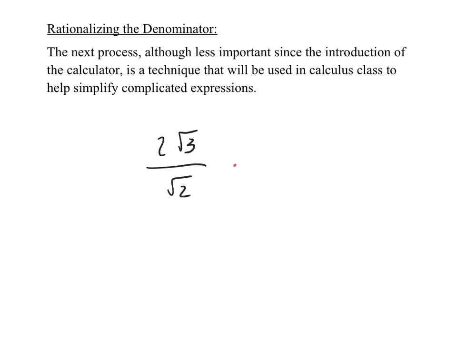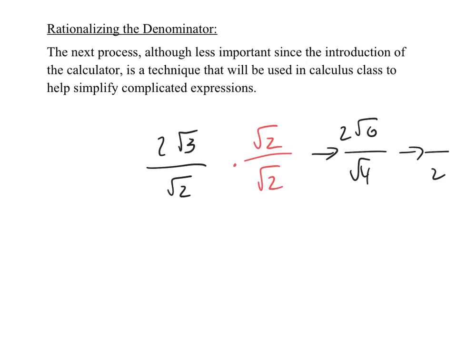To do that, get rid of the bottom one and multiply by itself over itself so that the bottom just becomes what now? What does root 4 become? Just simply 2. The bottom becomes this, which becomes this. And then the top becomes 2 root 6. This reduces to simply root 6.